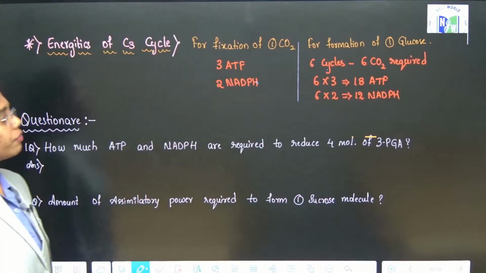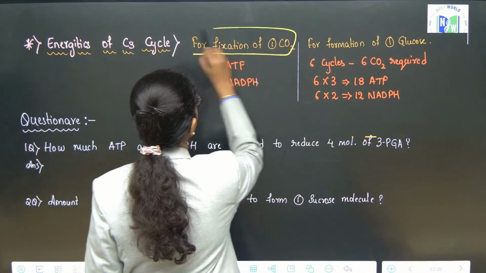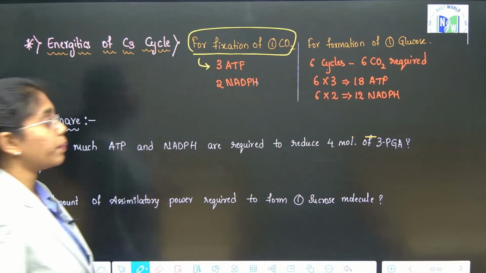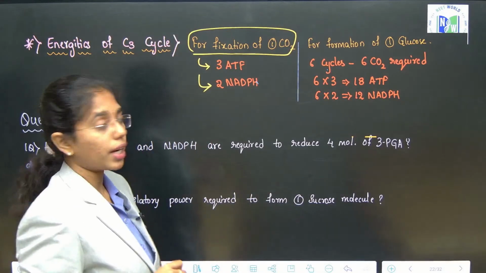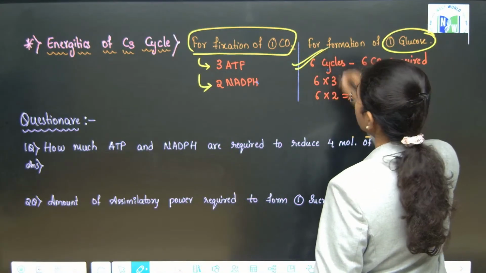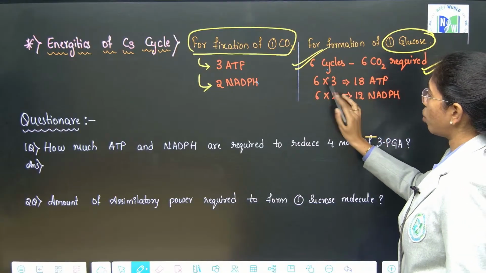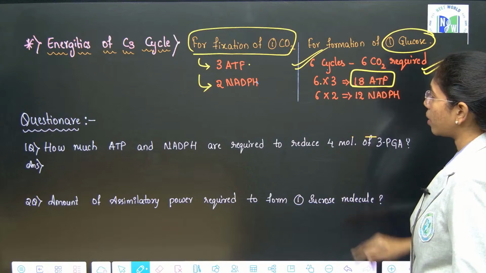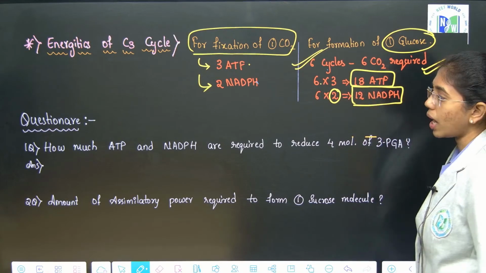For the fixation of 1 carbon dioxide, how much energy is required? We discussed 3 ATP: 2 ATP in the reduction step and 1 ATP in the regeneration step, and 2 NADPH in the reduction. For formation of 1 glucose, 6 cycles will be done, so 6 carbon dioxide fixations are required. So 6 into 3 ATP is a total of 18 ATP, and 6 into 2 is a total of 12 NADPH.